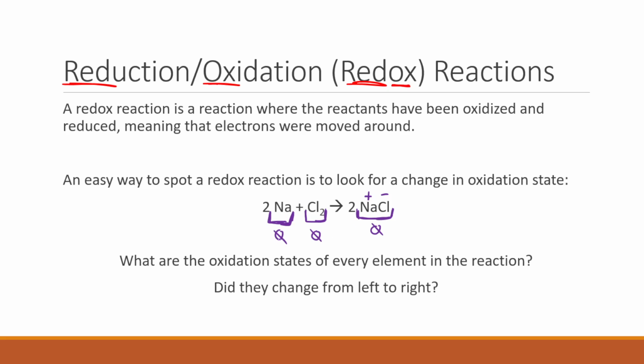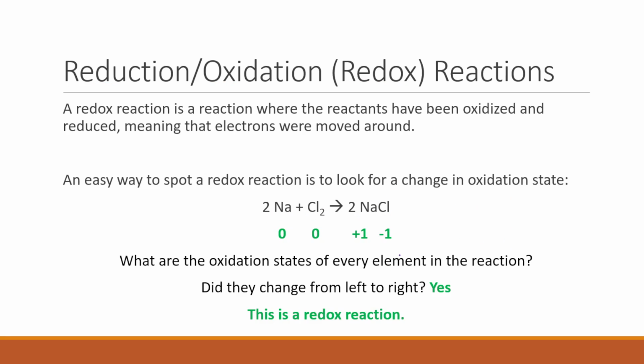So in this case, the sodium went from 0 to a positive 1, right? We check our periodic table and we look for the oxidation state in the upper right hand corner. The Cl went from 0 to a negative 1. So did those oxidation states change? Absolutely they did. That makes this a redox reaction.